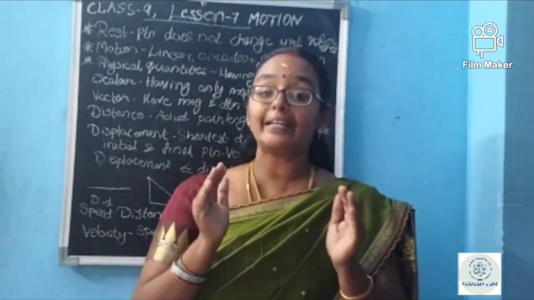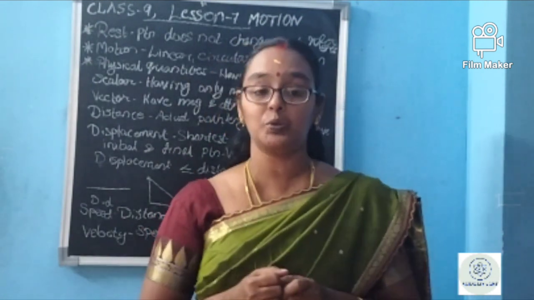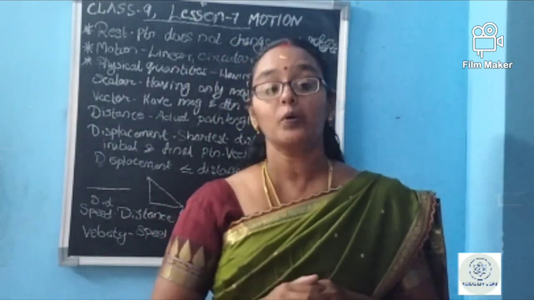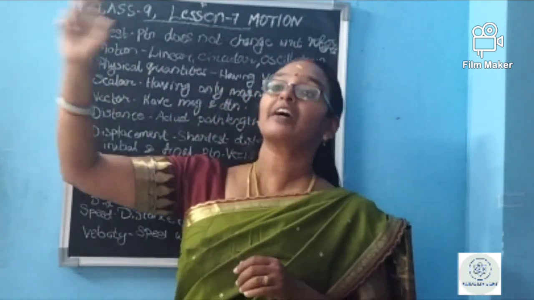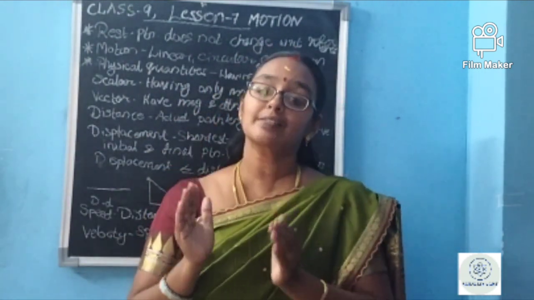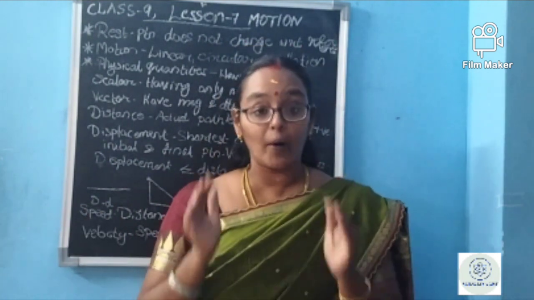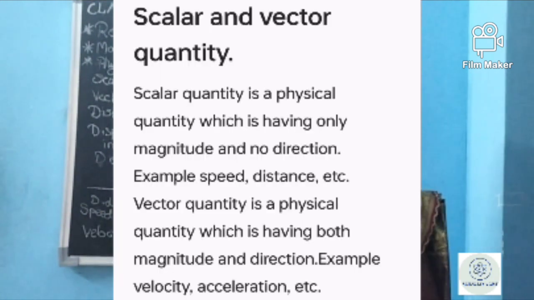So the quantities which are having magnitude, that means numerical value, as well as direction, in which direction it is moving, these quantities are called vector quantities, while the quantities which are having only magnitude, that is numerical value only, are called what, ma? Scalar quantities. Now your turn, tell me what are some scalar quantities.